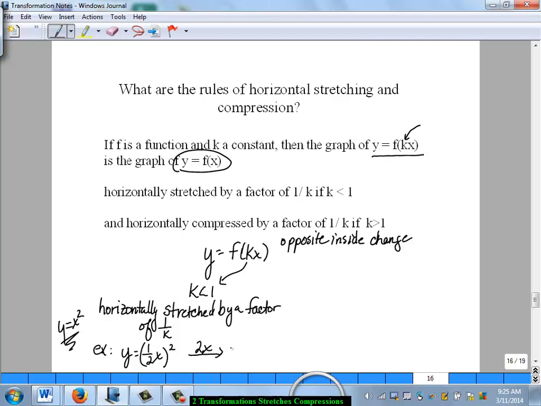Okay? So it's stretched. I can make a t here. Stretched by a factor of 2. All right? Now, let's go the other way.